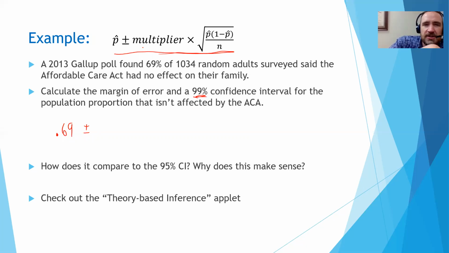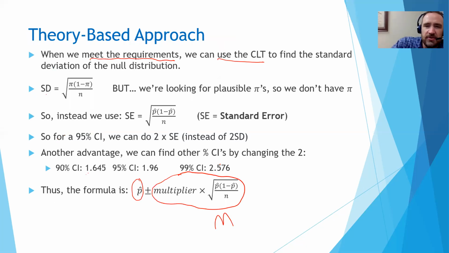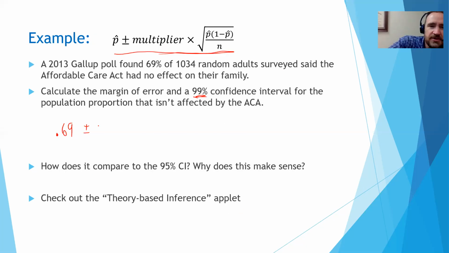And then plus or minus, and now I need my multiplier. And don't forget, for a 99% confidence interval, we have a slightly different multiplier, 2.576. 2.576 times the square root of p hat. Once again, that's our statistic from our sample, 0.69 times 1 minus p hat, 1 minus 0.69, all divided by n, the sample size, 1034.